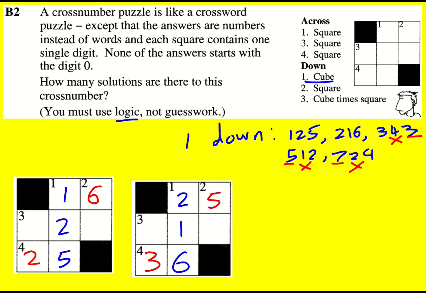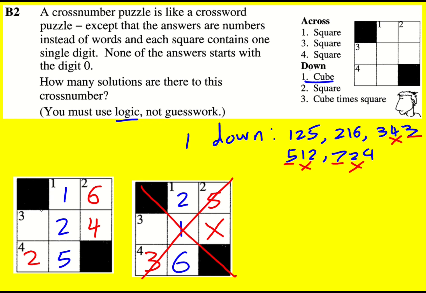2 down is a square, so this would have to be 64. Okay, this one now fails because there is no two-digit square number that starts with a 5. So I can ignore that solution. And I'm just working on this one over here. 3 down is a cube times a square. All right, we'll come back to that in a second. And then 3 across is a square number.